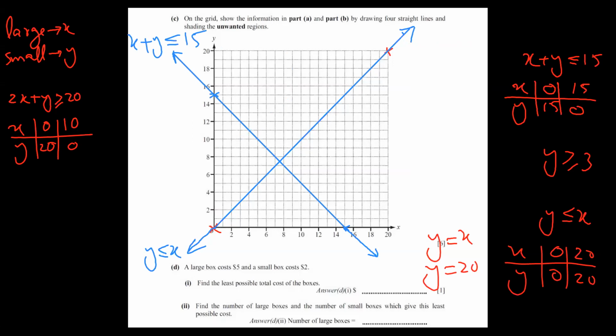I label it, mark here, 1 point. Done. X is 10, y is 0 here. X is 10, y is 0. Let's make a label here. Now I'm going to sketch a line, inshallah, you will see.